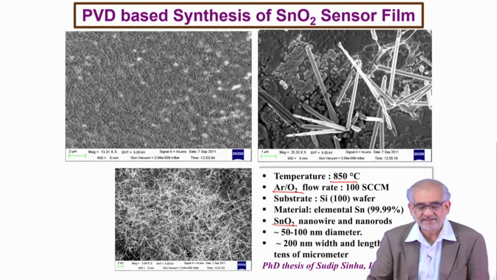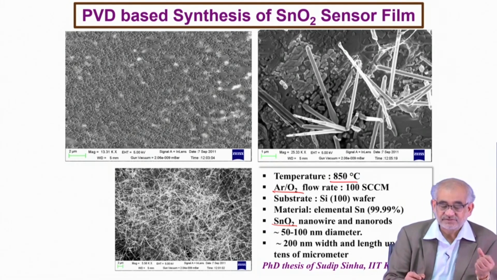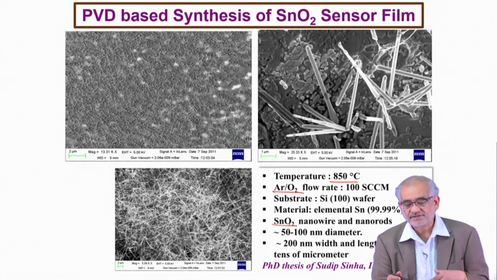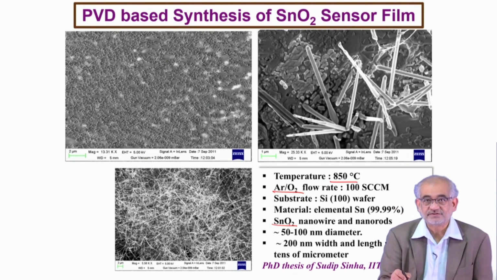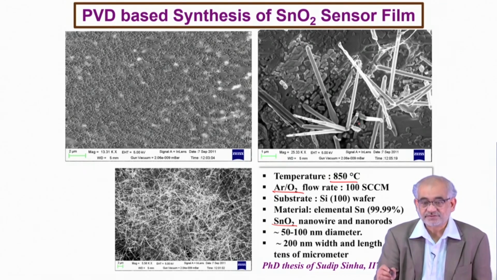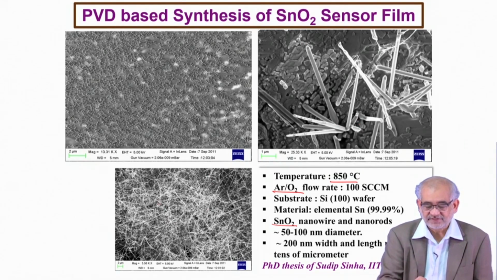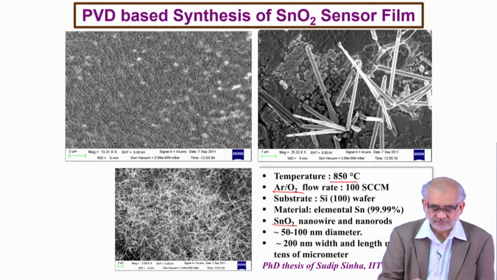And this tin oxide layer, the beauty of it is that by controlling the process parameters, you can change the aspect ratio very significantly. So you can make such very thin wires and rods, and in fact you can have a completely very thin wire mesh in the form of a wool.